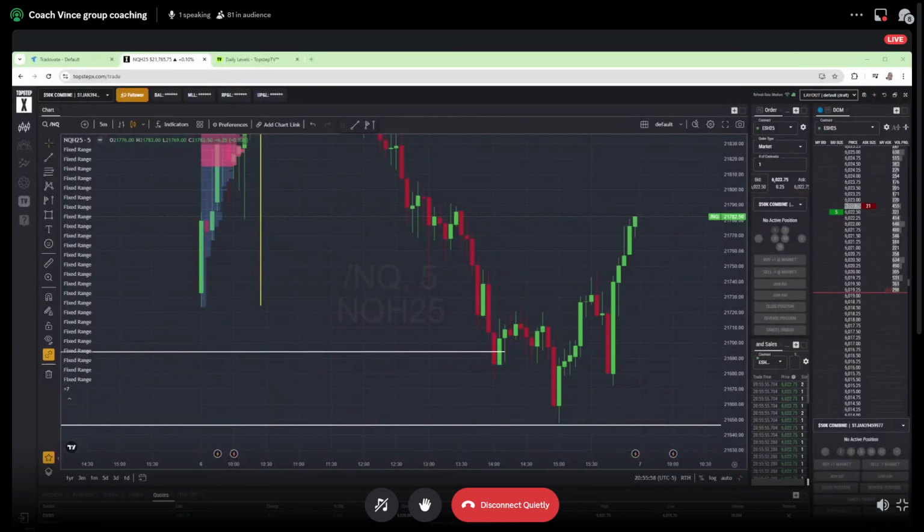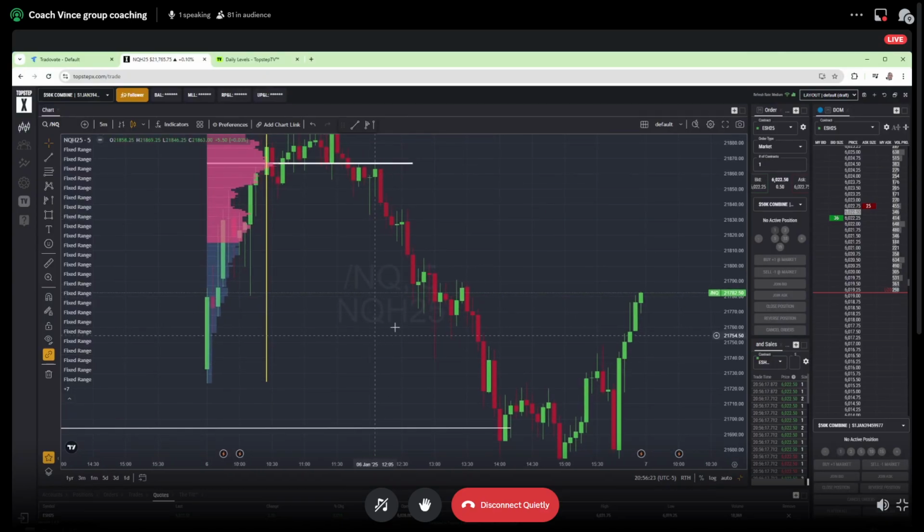146 points times 5 contracts, 730 points. If you're trading micros, that's $1,460. If you're trading full size, it's $14,600. So that's almost a $15,000 e-mini trade that I got ticked out by 2 ticks. So I probably shouldn't have pulled my stop, but like I said, I'm not a big NASDAQ trader and I don't have the confidence.